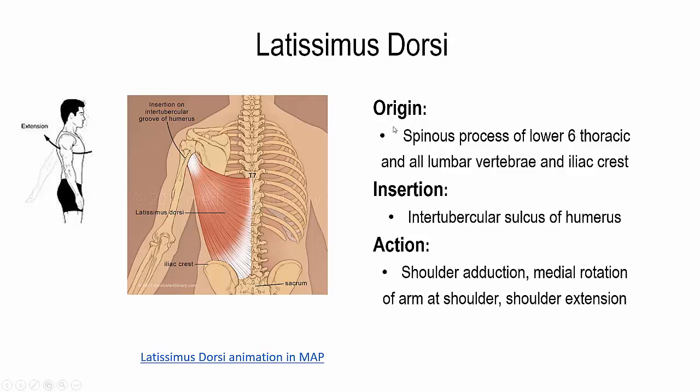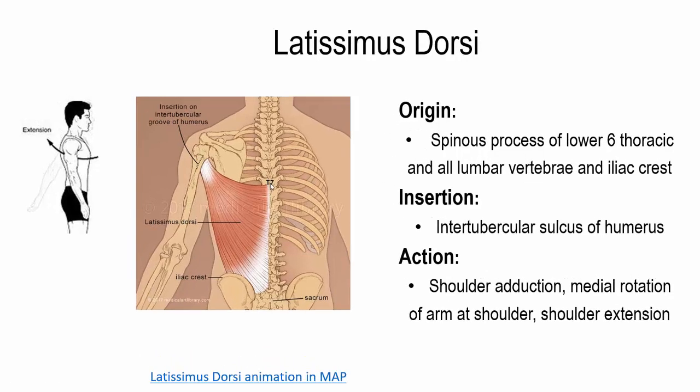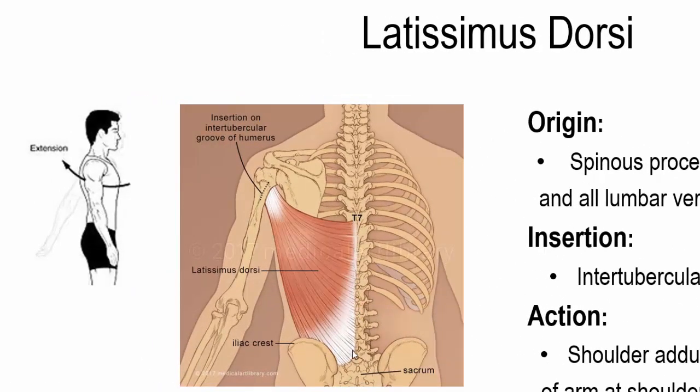So we can see that here. The origin of latissimus dorsi is the spinous processes of the lower 6 thoracic and all lumbar vertebrae. So the lower 6 thoracic vertebrae and all the lumbar vertebrae, those spinous processes, as well as the iliac crest. And we can see the iliac crest here.